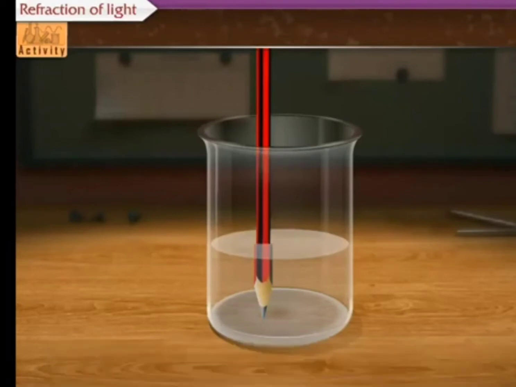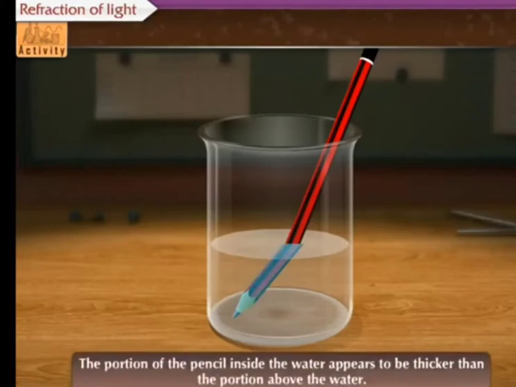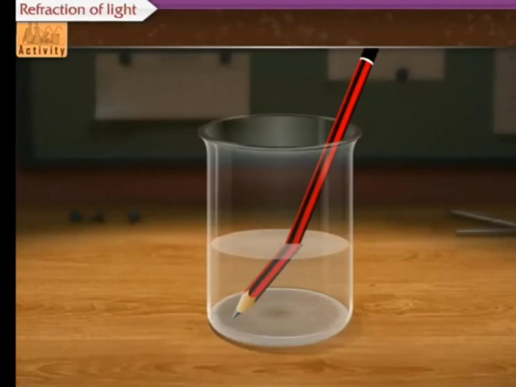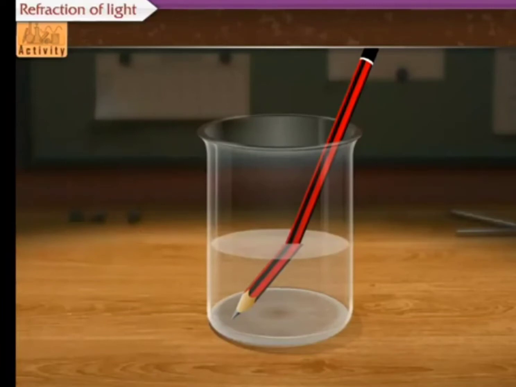Let us now keep the pencil inclined to the water surface so that it is partially immersed in water. We observe that even this time the portion of the pencil inside the water appears to be thicker than the portion above the water. Also, the pencil appears to be broken at the surface of water. What can be the reason behind these observations? Let us first perform another activity and then discuss about it.